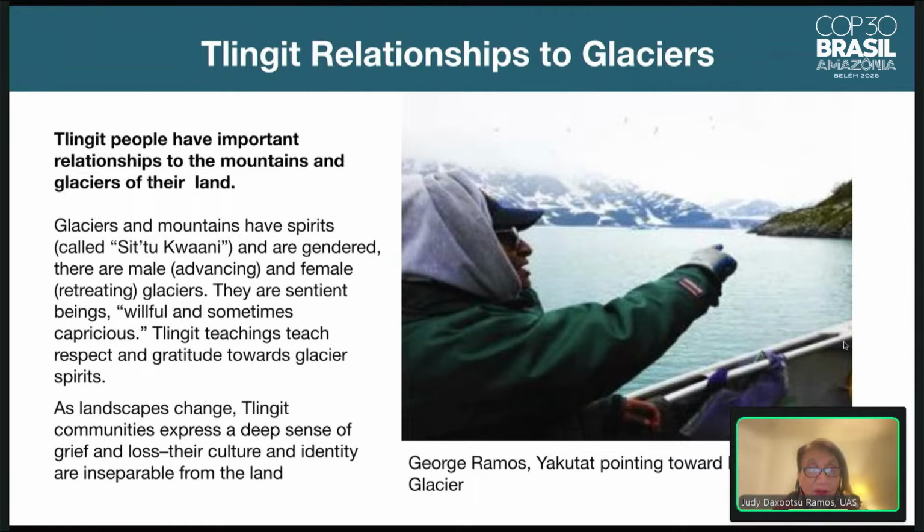Recently our landscapes are changing with the warming climate. One thing we're worried about is cedar trees, which are an important cultural resource and are not thriving in Southeast anymore. We're also seeing many unusual fish species showing up in our waters. As the landscapes change, our Tlingit communities are expressing a deep sense of grief and loss, because this will affect our culture and identity, which is inseparable from our land. So I'll turn it over to Annika.